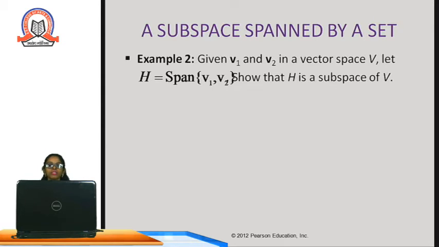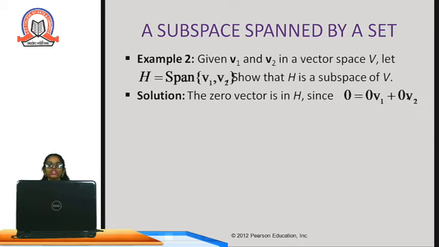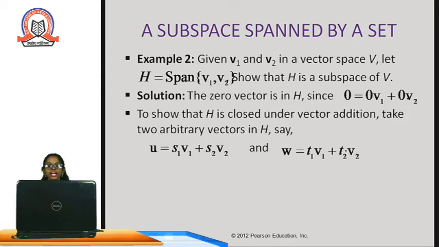For example, given v1 and v2 in a vector space V, let H be equal to span of v1 and v2. Show that H is a subspace of V. Solution: the zero vector is in H, that is 0 is equal to 0 v1 plus 0 v2. Now to show that H is closed under vector addition, take two arbitrary vectors in H, say u and w. But u is equal to s1 v1 plus s2 v2 and w is equal to t1 v1 plus t2 v2.